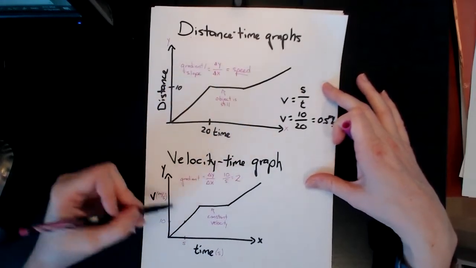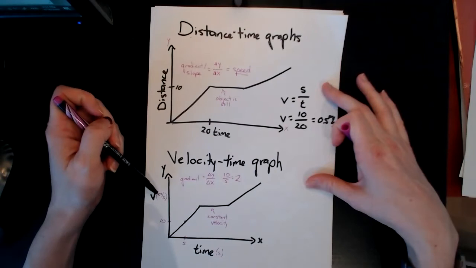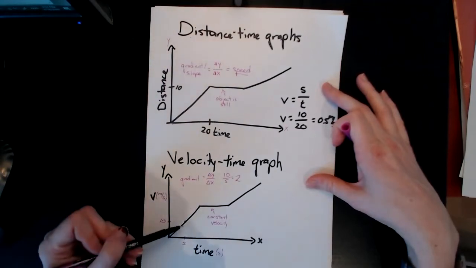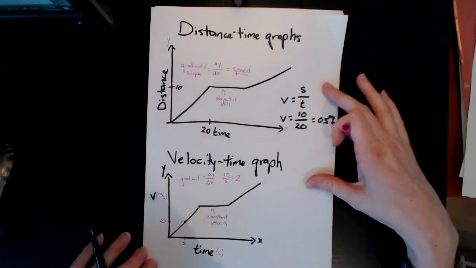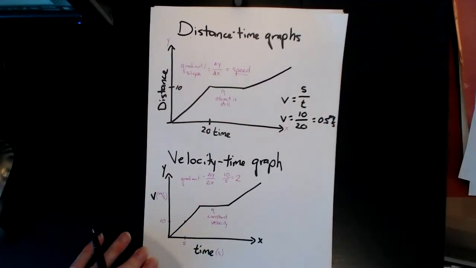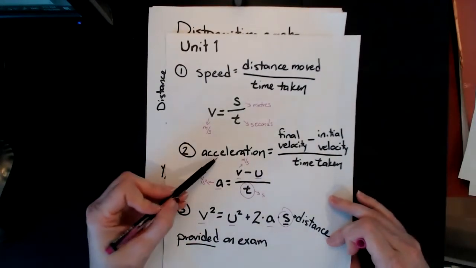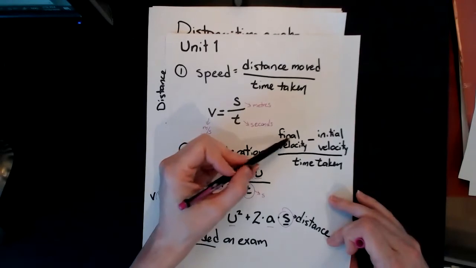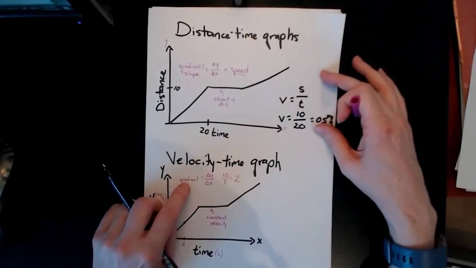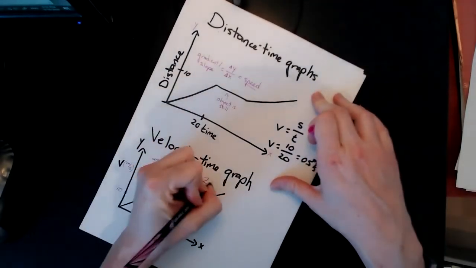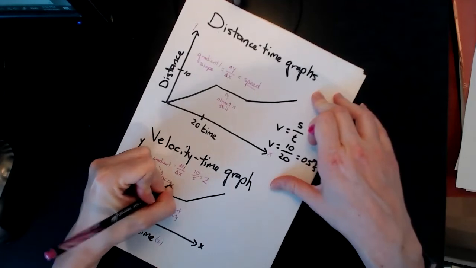Now, what does that actually mean for this graph? So the idea is that you have the change in velocity divided by the time that was taken. That should look familiar from the first video that I made, which is here. Right, the idea is that the acceleration is the change in velocity, final minus initial, divided by the time. And so the gradient on a velocity time graph actually equals the acceleration of the object.